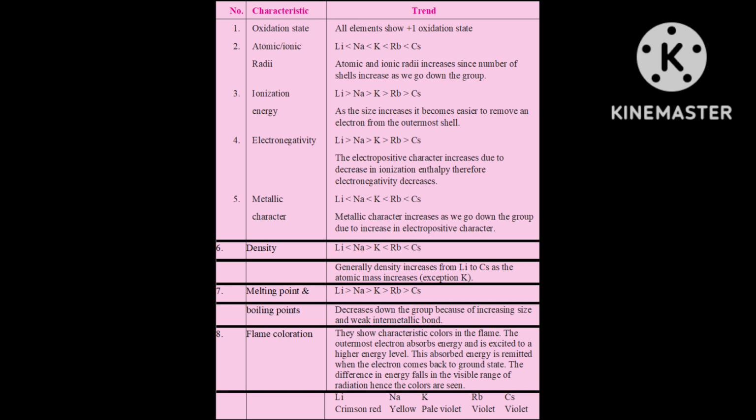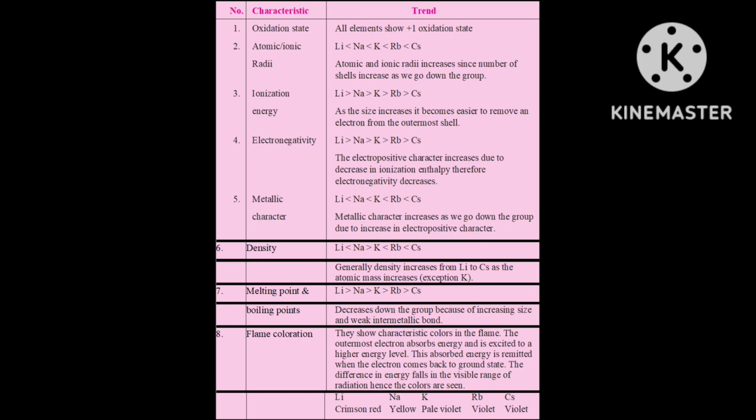Sodium will show yellow, golden yellow color. Its wavelength is 589.2. Sodium will absorb 589.2 wavelength, then it will show yellow color. Every atom will absorb energy as per its requirement, and that type of color it will show.